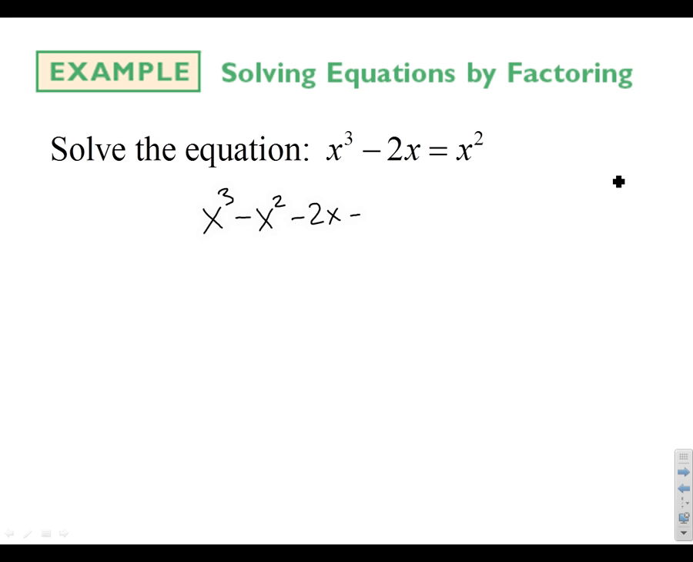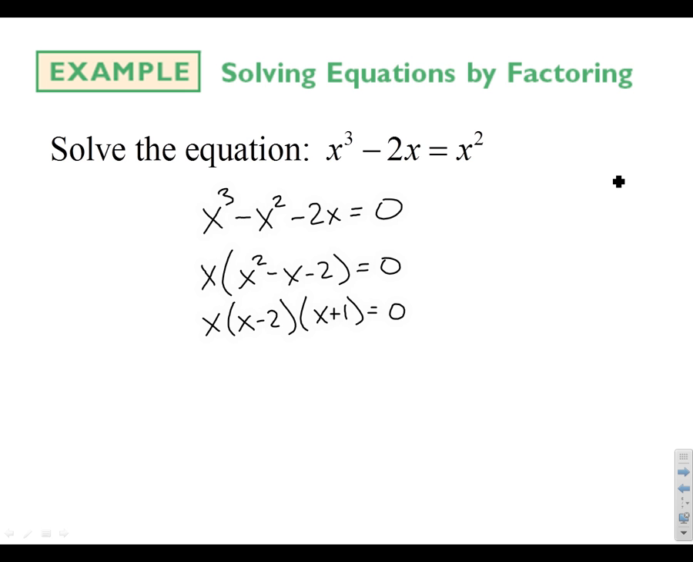Minus 2x equals 0. And you ask yourself, is there anything in common with all these terms? Yes, there's an x. And then we have x squared minus x minus 2. Can I factor that parentheses? What multiplies to negative 2 and subtracts to 1? A negative 2 and a positive 1. And since everything's equal to 0, we can set all of these terms equal to 0. Don't forget the original x. X is equal to 0, x minus 2 is equal to 0, and x plus 1 is equal to 0. So we keep x equal to 0, x is equal to 2, x is equal to negative 1.